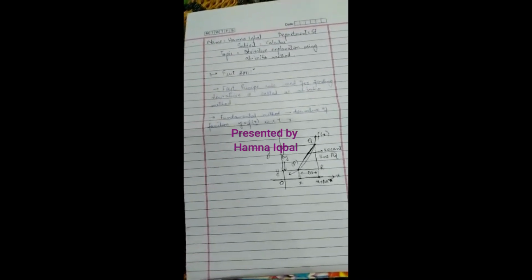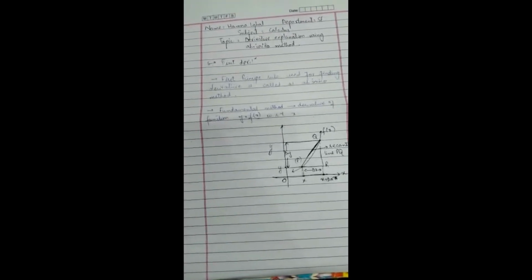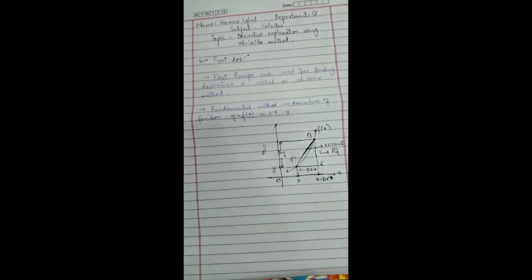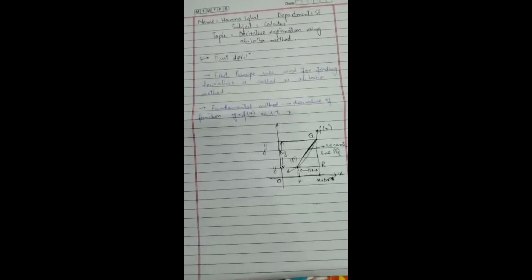The ab initio method is the first principle rule that is used for finding the derivative, a fundamental method used for finding the derivative of a function, say y equals f of x, with respect to x. This is called the ab initio method. Let me explain this with the help of my figure.